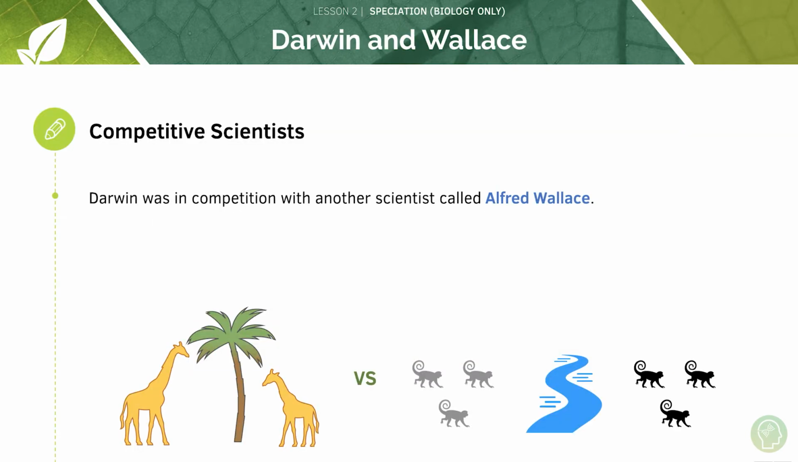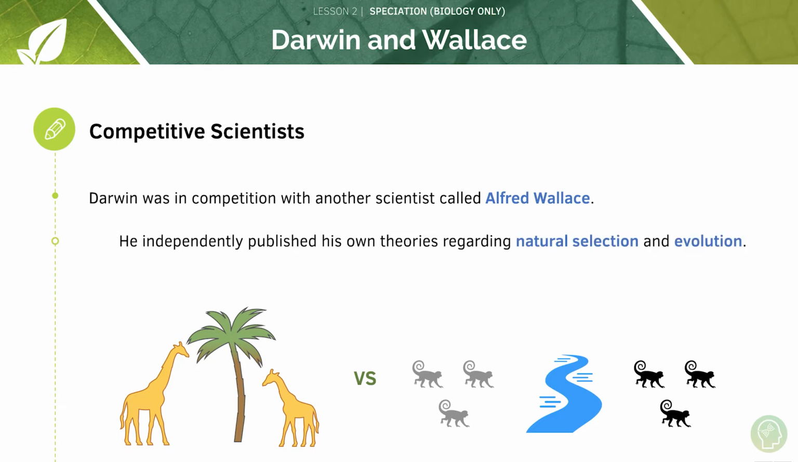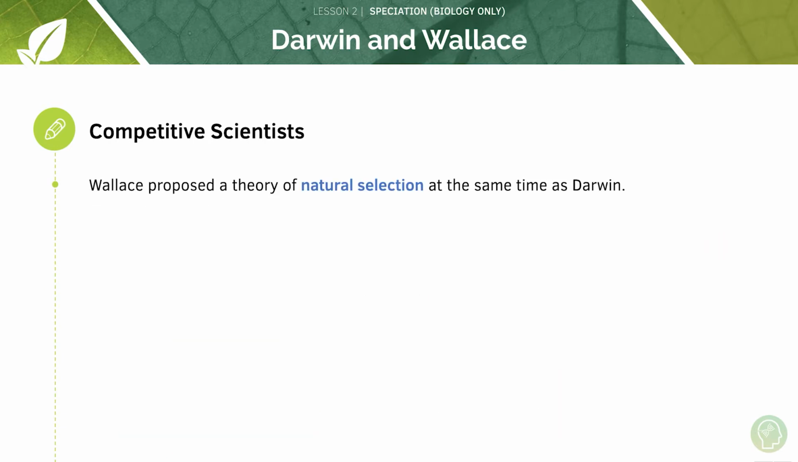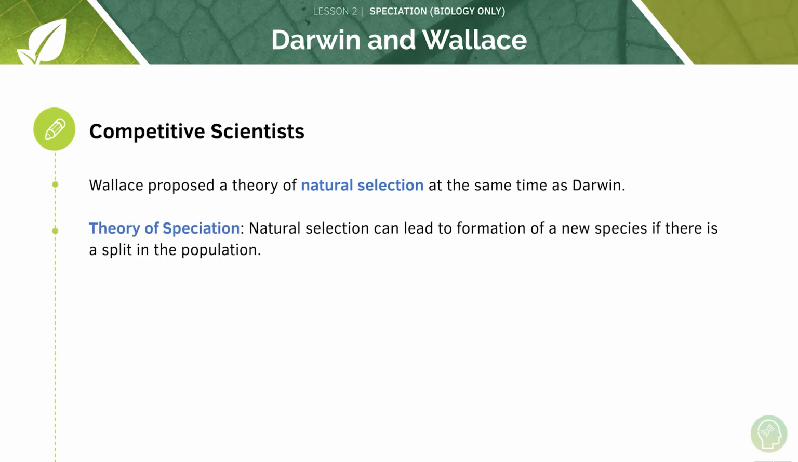Okay, so Darwin was in competition with another scientist called Alfred Wallace. We've already heard about Darwin and his theory about natural selection. So he independently published his own theories regarding natural selection and evolution. However, Wallace is most famed for his ideas on speciation. Wallace proposed a theory of natural selection at the same time as Darwin. So this actually led to a little competition between the two, and Darwin rose to the competition and published his own paper on the origin of species the next year. However, Wallace spent a lot of time looking into speciation.